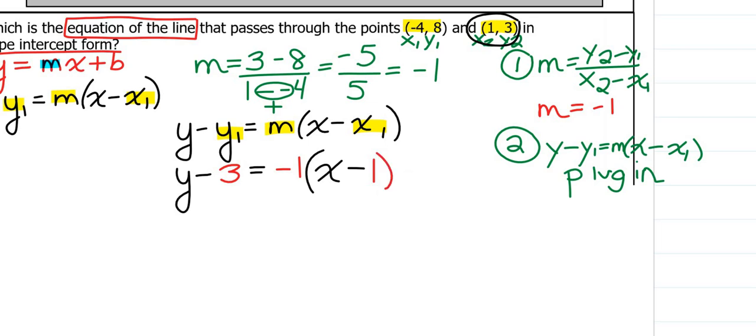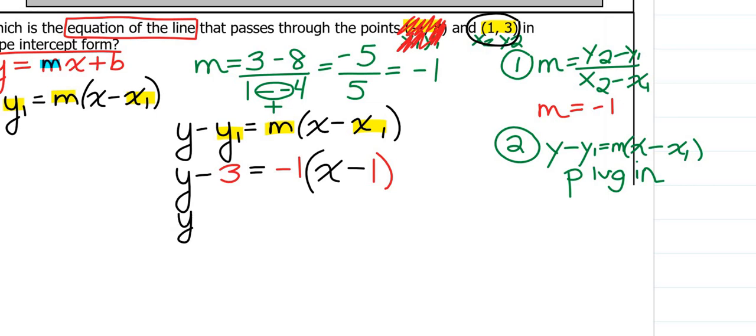Remember, once I've gotten to step 2, I don't care about this point anymore. I've decided I'm going to use 1, 3. That's my choice. They looked like smaller numbers, so I wanted to use 1, 3. Let's go ahead. Now that we're here, this is point slope form. I'm going to convert this into slope intercept by distributing the slope and then solving.